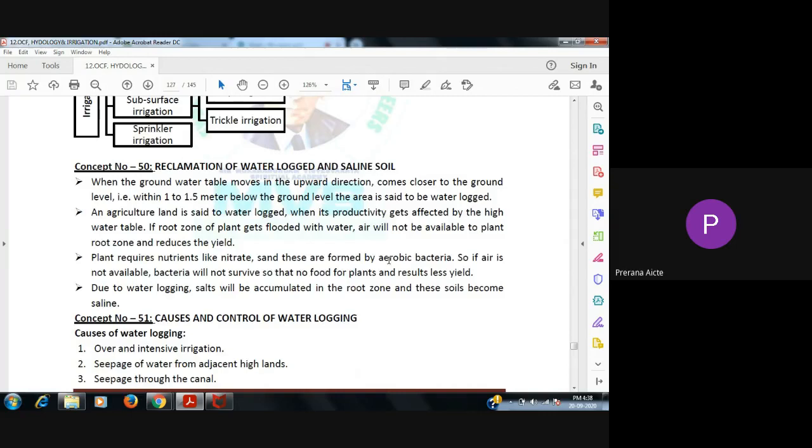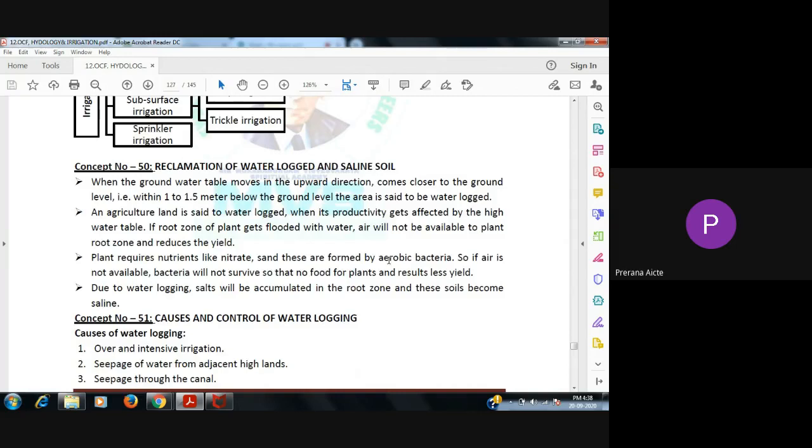When the groundwater table moves upward and comes closer to the ground level, that is, within 1 to 1.5 meters below the ground level, the area is said to be waterlogged. An agricultural land is said to be waterlogged when its productivity gets affected, because the crop is always in water. If the root zone of the plant gets flooded with water because of the high water table, air will not be available to the plant root zone, which reduces yield.